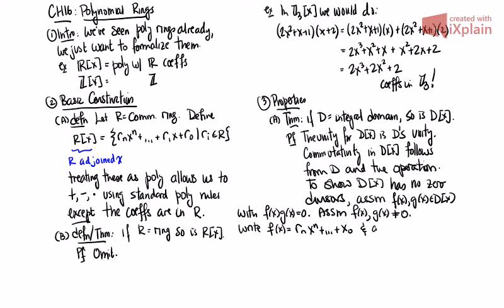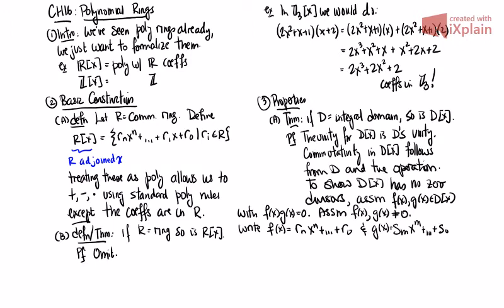And g of x could be a different degree. So we'll write S_m x to the m plus ... Sorry, I wrote x_0 over here. This should be an R_0, and this should be an S_0. These are coefficients.